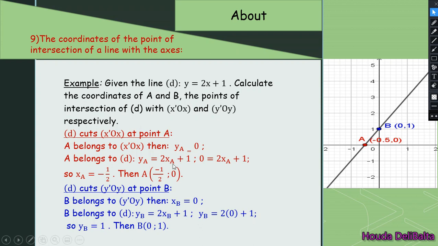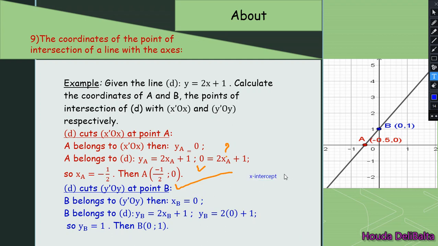In place of x, I put xa plus 1 as is written here. So I have to find now, I have that ya is 0. I still have to find xa. All I do is some calculations, taking one to the other side and dividing by 2, then I will get that xa is minus half, 0. So the point A, which is the point of intersection between the line and the x-axis, is minus half, 0, and this point A is called the x-intercept because it's the point of intersection between the line and the x-axis.